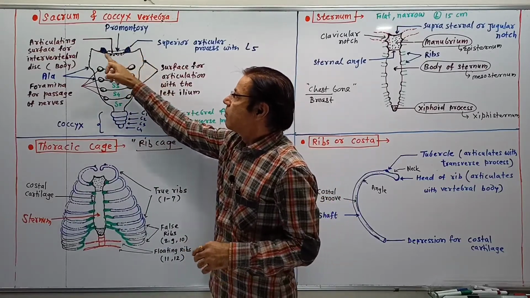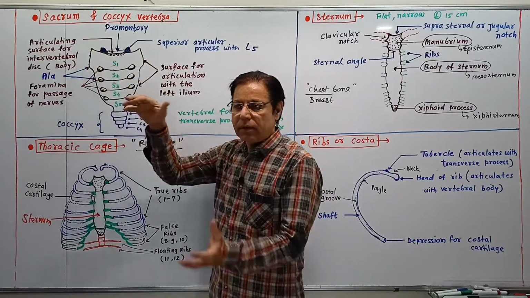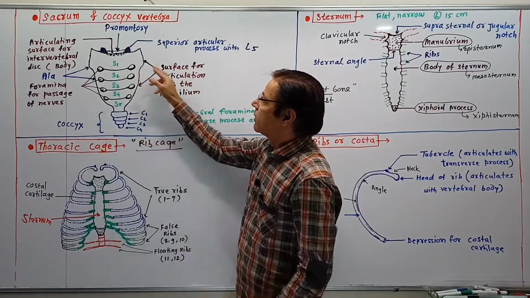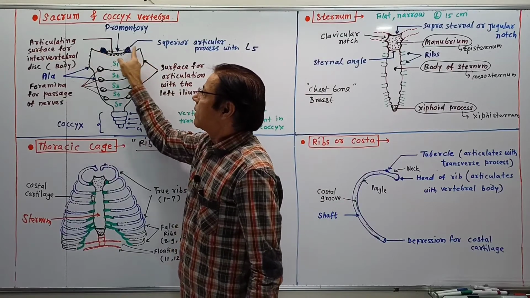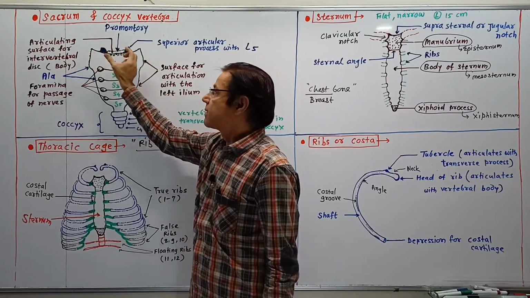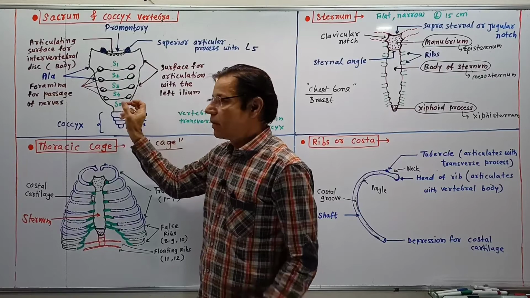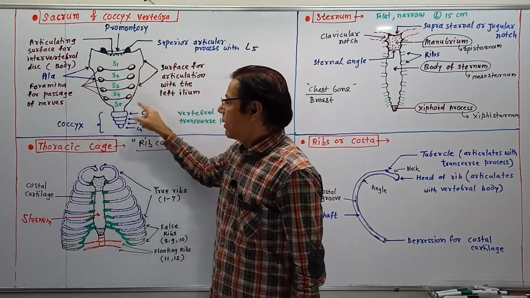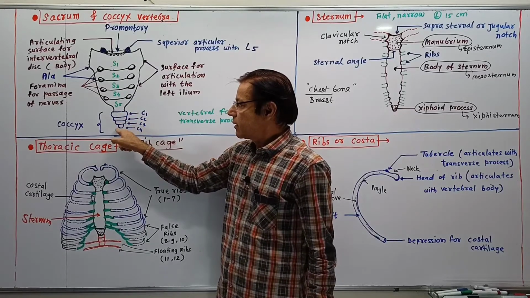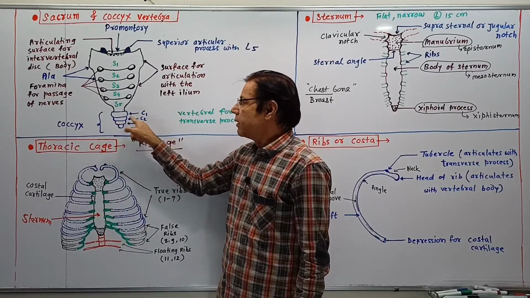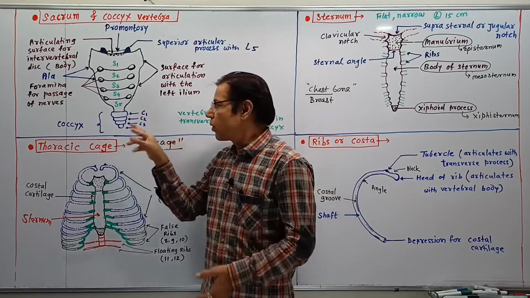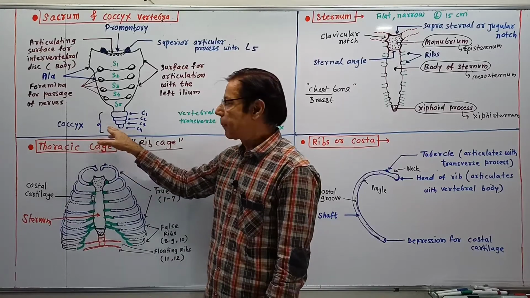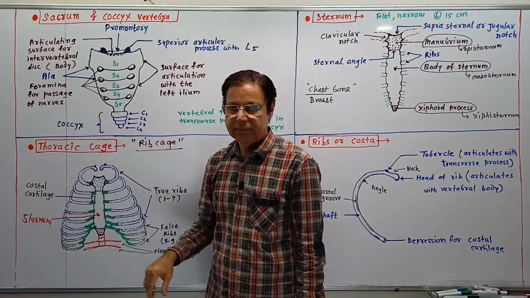Sacrum is a somewhat triangular bone formed by fusion of 5 sacral vertebrae. Here, in this way, their upper portion is somewhat broader and lower portion is somewhat narrower. That is why it looks like a somewhat triangular bone. Then again, there is another vertebrae, coccygeal vertebrae. 4 coccygeal vertebrae fuse to form one coccyx. Okay, it is also somewhat triangular.